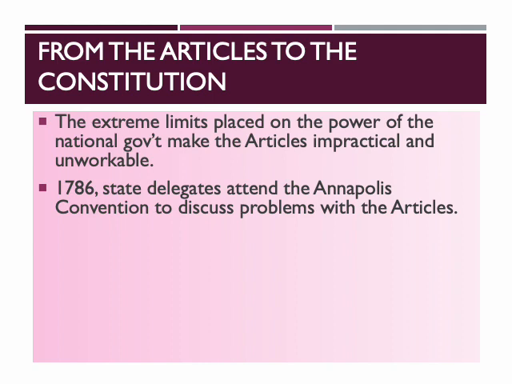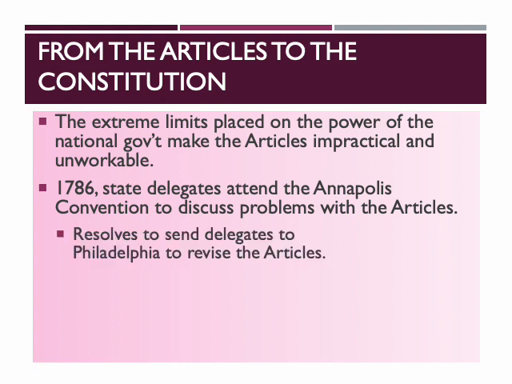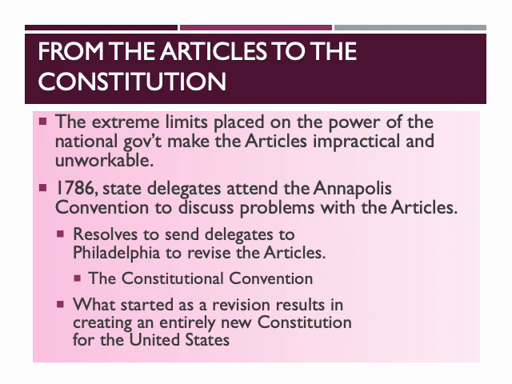So in 1786, state delegates attended what's known as the Annapolis Convention, a convention that brought together state delegates to discuss the problems with the Articles of Confederation. Coming out of that Annapolis Convention, there's a call for another convention, a constitutional convention. And they decide to send delegates to Philadelphia with the goal of revising the Articles of Confederation, although we know that that's not what happened. And so the Constitutional Convention comes out of the Annapolis Convention.